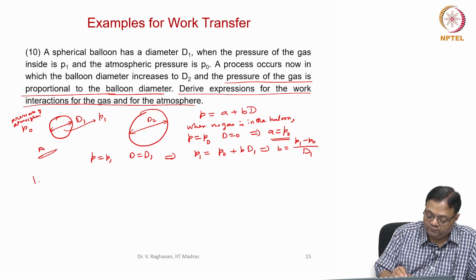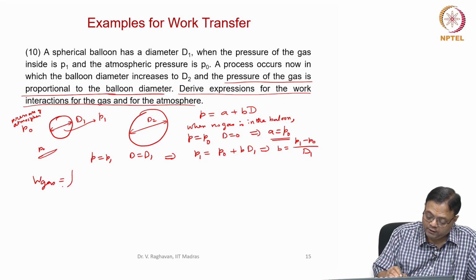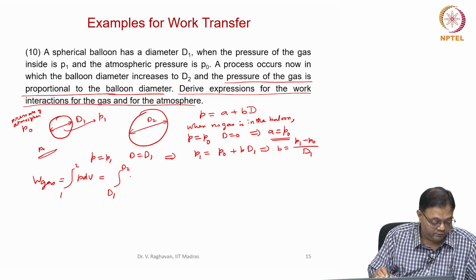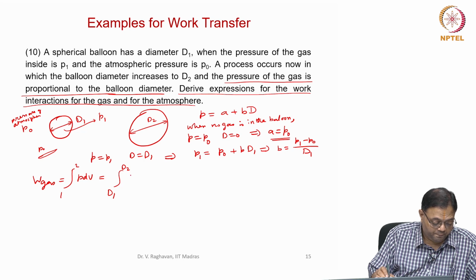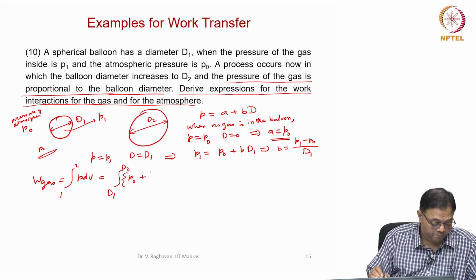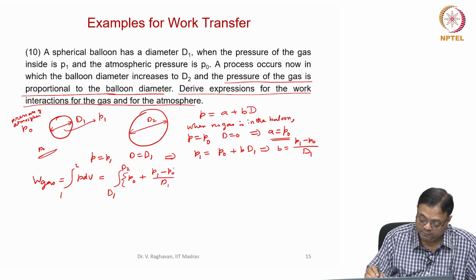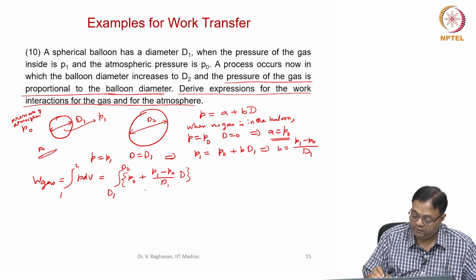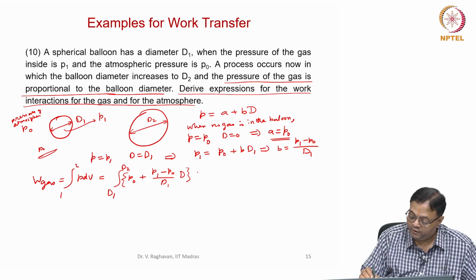Now work interaction for the gas will be equal to integral 1 to 2 P dV, which is D1 to D2. I will say integral of P naught plus P, that is A plus B by D1, it is A plus B into D, into dV. This is P, correct? Into dV.